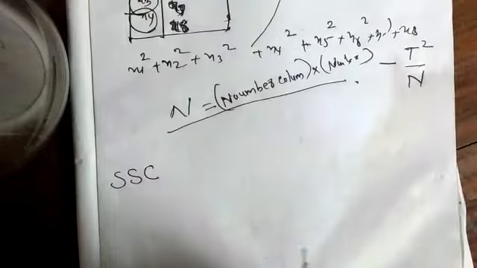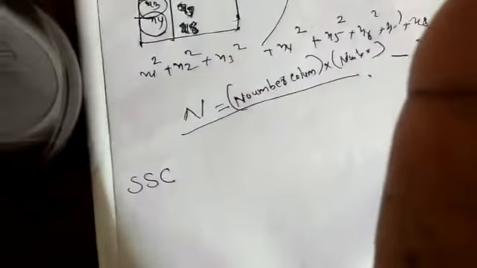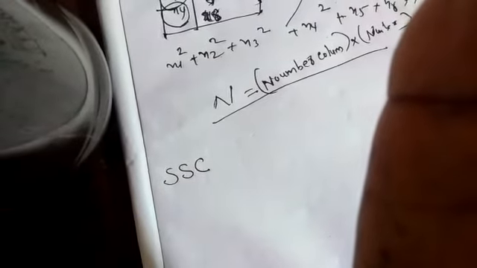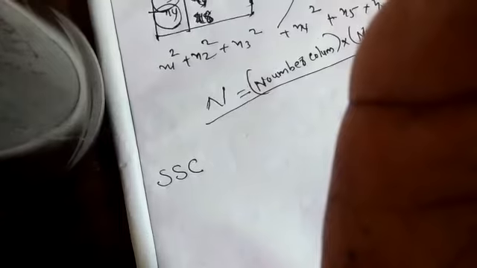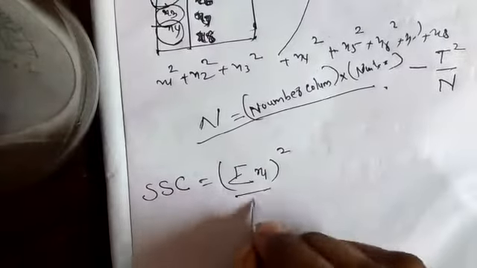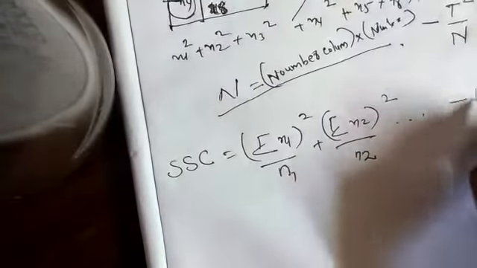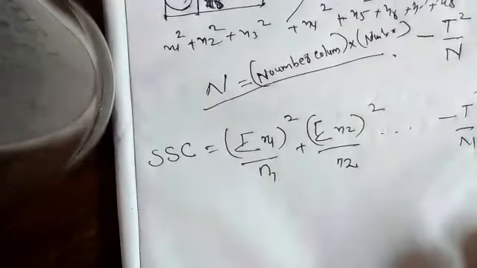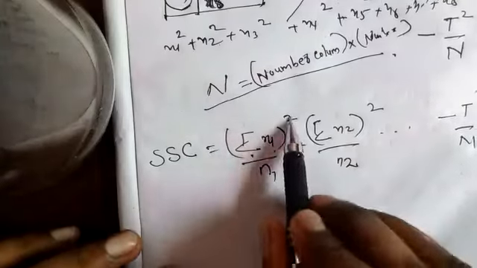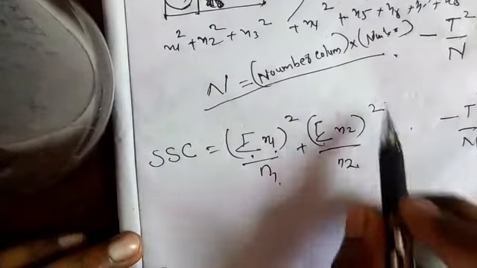Next you find SSC. How to find SSC? SSC means sigma x1 square by n1 plus sigma x2 square by n2 etc., minus T square by n.